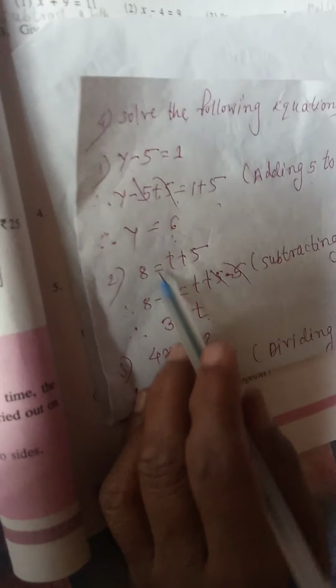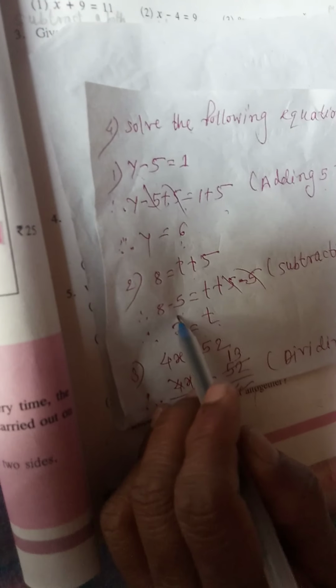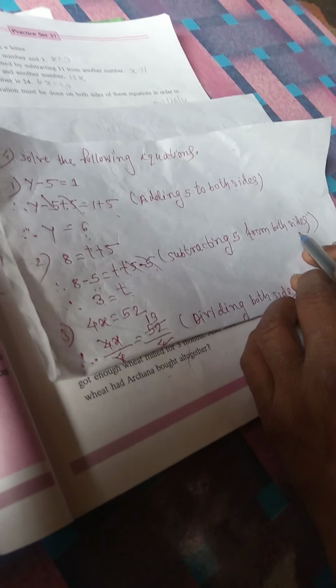Second, 8 is equal to t plus 5. So I can subtract 5 here. 8 minus 5, t plus 5 minus 5. 5 cancels. Therefore 3 is equal to t. Subtracting 5 from both sides. Right here, subtracting 5 from both sides.